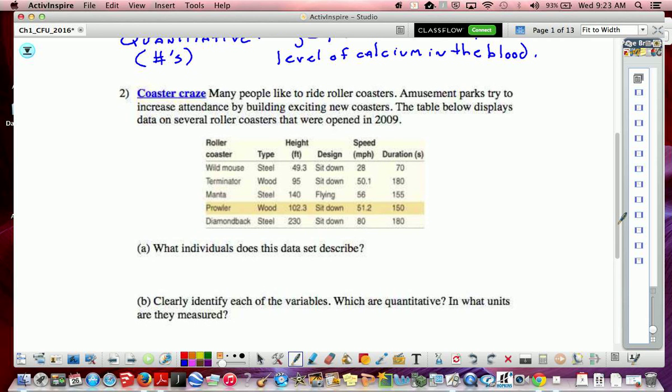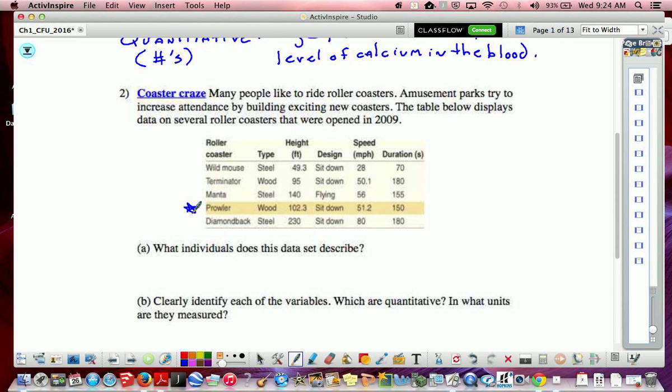Question number 2, called coaster craze. It says here, many people would like to ride roller coasters. Amusement parks try to increase attendance by building exciting new coasters. The table below displays data on several roller coasters that were open in 2009. So as you can see here, there are 245 different roller coasters with this one here, Prowler, highlighted, which will come up in one of these questions.